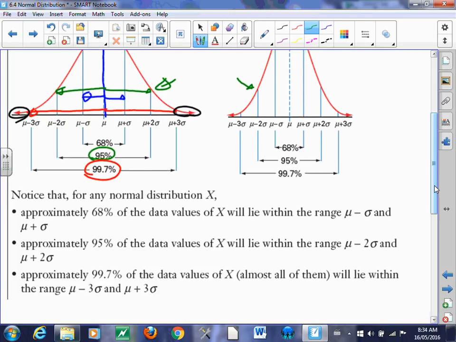Okay, so notice that for any normal distribution, 68% of the data lies within the mean minus standard deviation to the mean plus standard deviation. Okay, so that's 68%. Your 95 is 2 standard deviations above or 2 below, and your 99.7 is 3 above or 3 below. Okay, so let's take a look at some data and a graph to explain how this works.